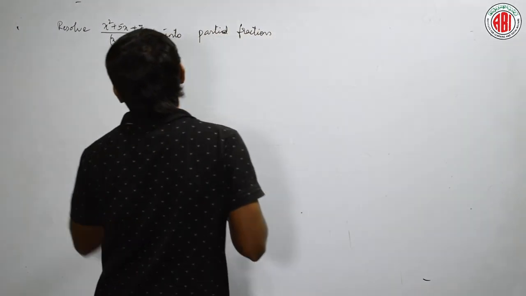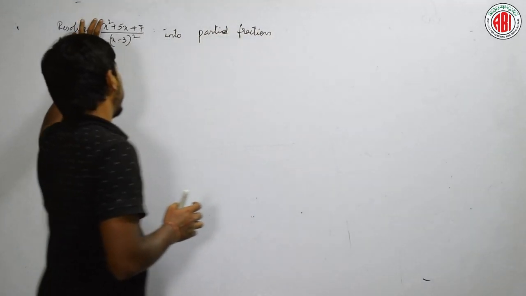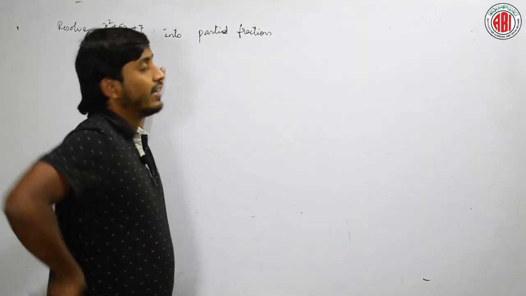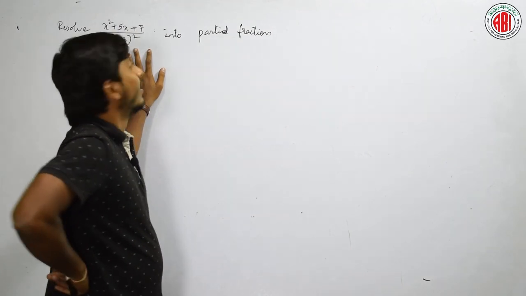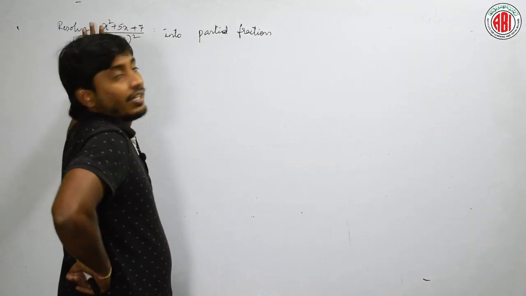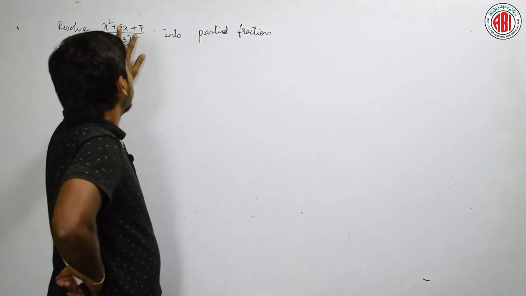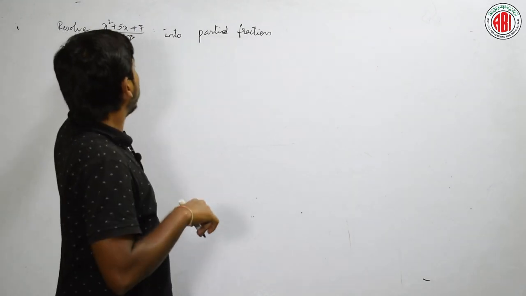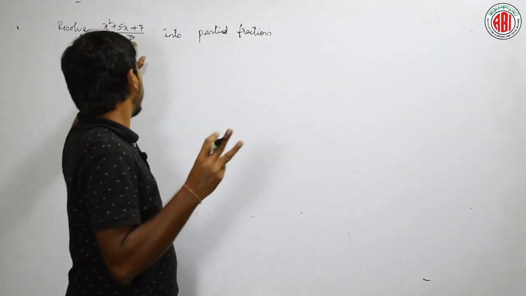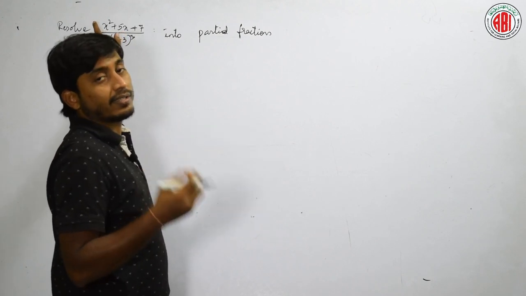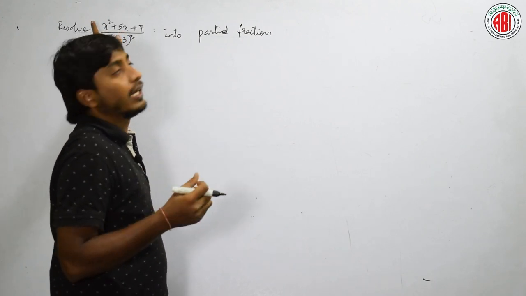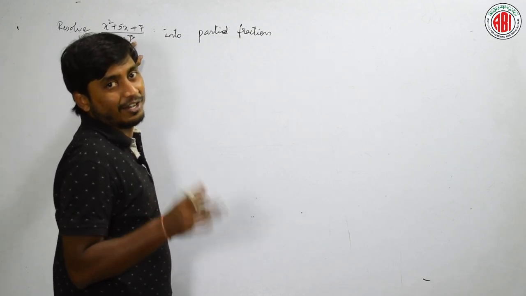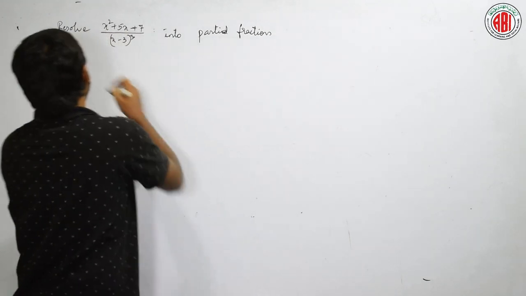If you observe here, we are asked to resolve this term into partial fractions. Which type of partial fraction is this? First condition, the numerator and the denominator should have different degrees. Check whether both the degrees are same or not. The degree of denominator is 3 and the degree of numerator is 2. So, it is a proper fraction. Why? Because the degree of numerator is less than the degree of denominator. Yes.